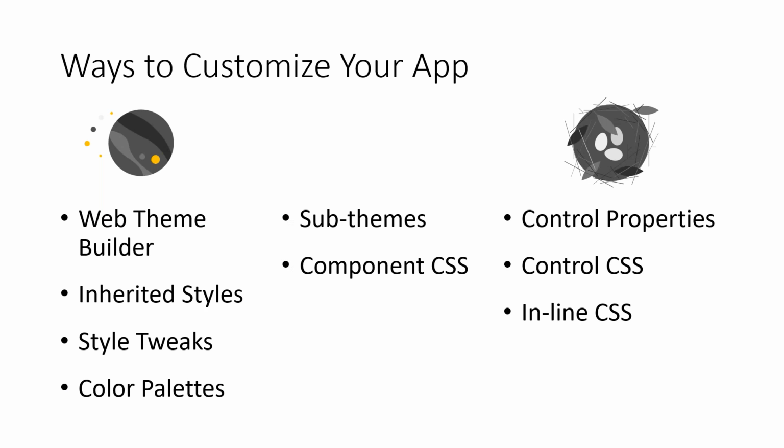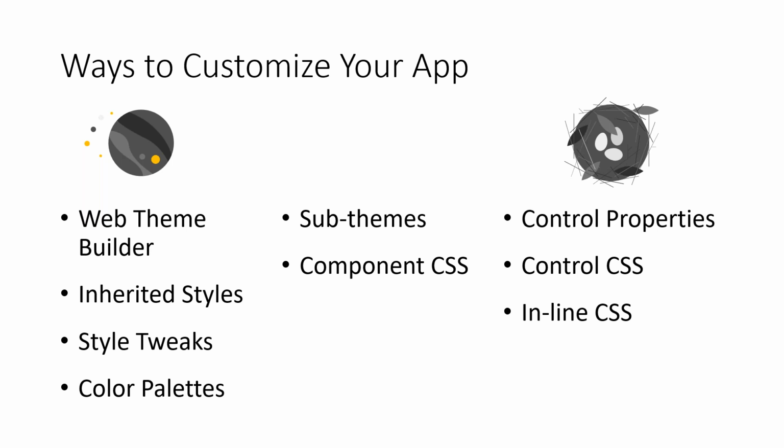And here's really all the ways and places you can change how your app looks and feels. I've organized this so that things that are going to globally affect your entire workspace, or at least your entire project, are on the left. And the things that only apply to whatever control or line of HTML or client-side template you're working with, and maybe a list, are very local. So the web theme builder, inherited styles, style tweaks, and color palettes are ways to change the look and feel of your application globally throughout the entire project.